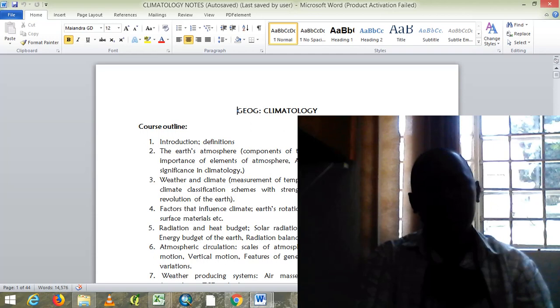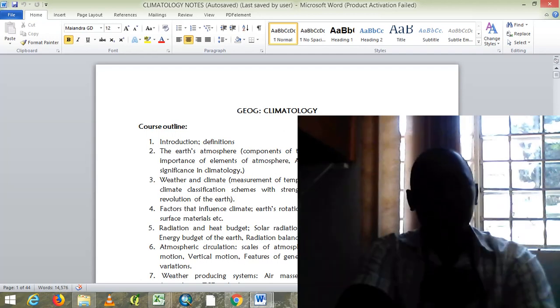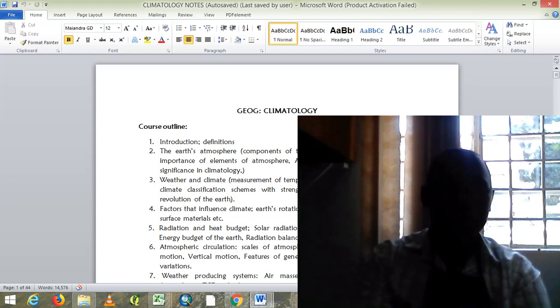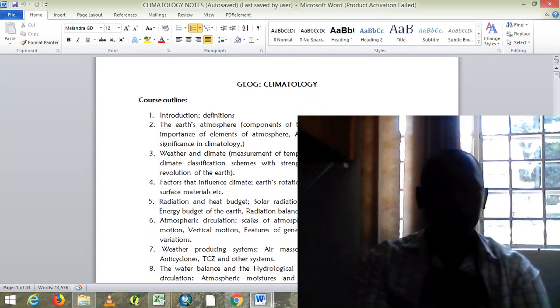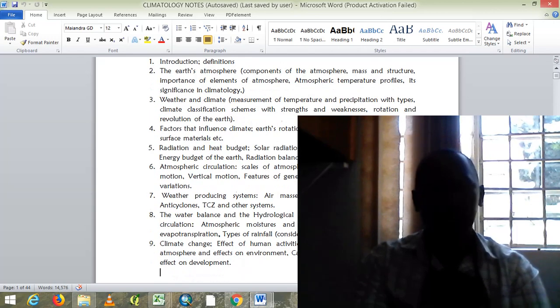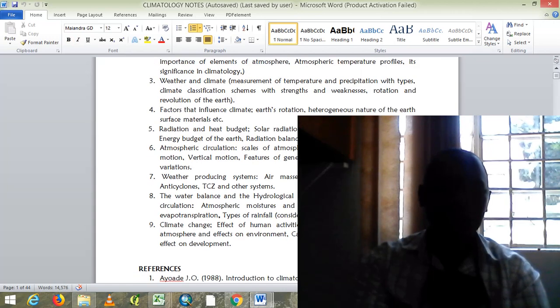Then we shall also look at the radiation and heat budget. We'll be looking at solar radiation, terrestrial radiation, atmospheric energy budget, as well as what we call radiation balance. And then we shall look at atmospheric saturation, scales of atmospheric saturation, laws of horizontal motion, vertical motion, features, and then the seasonal variations in atmospheric conditions.